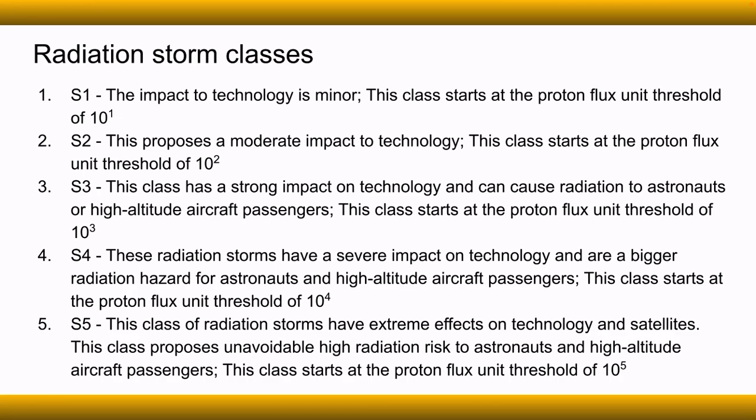S5 radiation storms have extreme effects on technology and satellites. This class poses an unavoidable high radiation risk to astronauts and high-altitude aircraft passengers. This class starts at the proton flux unit threshold of 100,000, or 10 to the fifth.